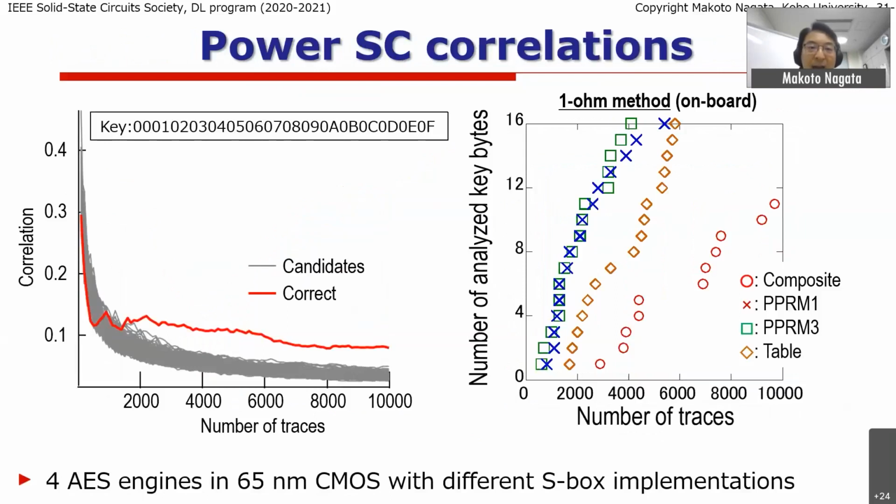Now, this is what the attacker can actually do. The horizontal axis gives you the number of traces. This means the number of different plain texts given to the AES unit. And the vertical axis gives you the correlation with the secret key. Of course, the attacker will not see what's the key inside. But after the analysis, the strongest one among the candidates can be determined.